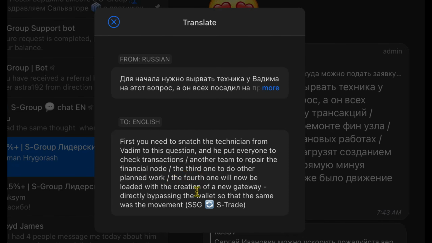Okay, so they're just saying here what is needed to be done to do this, okay? So you guys can read that. I'll zoom in here so you can read that there. And yeah, he's just saying like what needs to be done to do this. So he's not saying any time with this. And then once again, they're using the words, the new gateway there, directly bypassing the wallet, which they mean S wallet, so that the same was the movement. And then right here, guys, SSG, which is Sincere Systems Group, okay, which is the actual like legal identity name of S Group there, to S Trade.